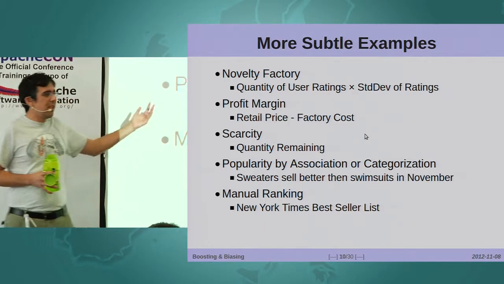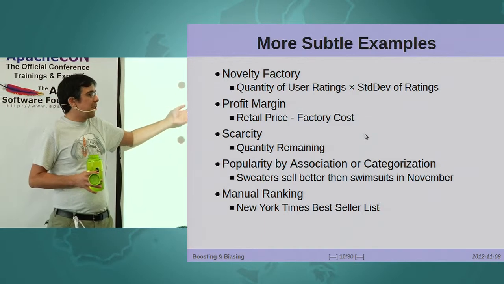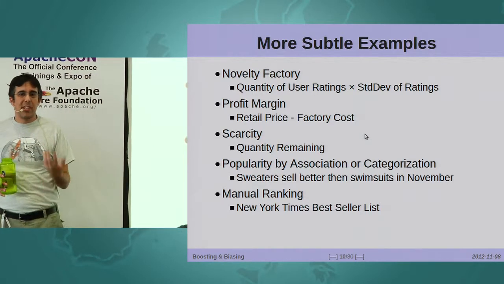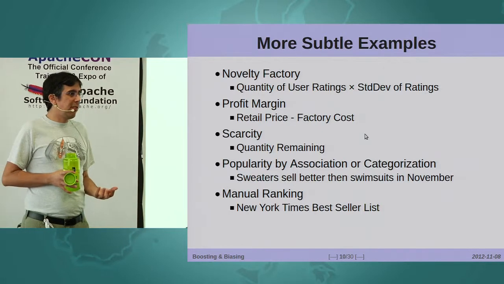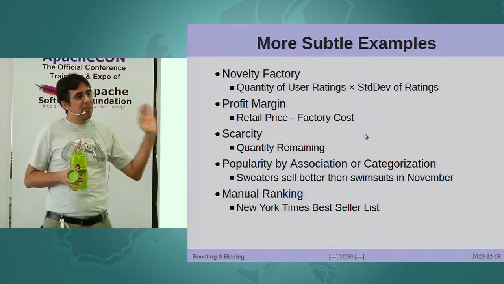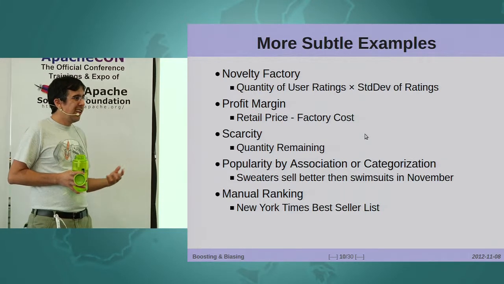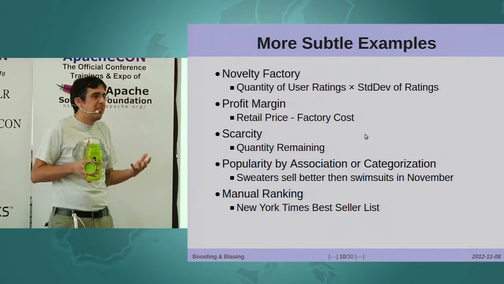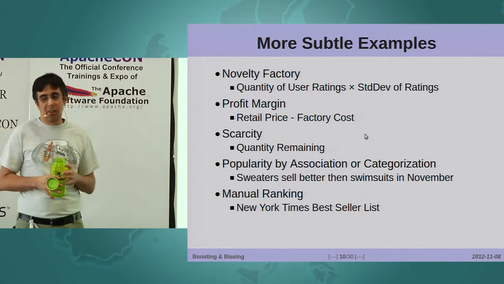Popularity by association, and if we continue with the book example, this might be something like categorization. This might be saying, at our store, mysteries tend to sell better than cookbooks. So when a new mystery comes in, even if we have no sales rank for it, even if we have no popularity information, even if we have no idea how good this book is going to be, we can generally assume that since mysteries sell better, maybe we should feature mysteries more overall in our application or in our website.